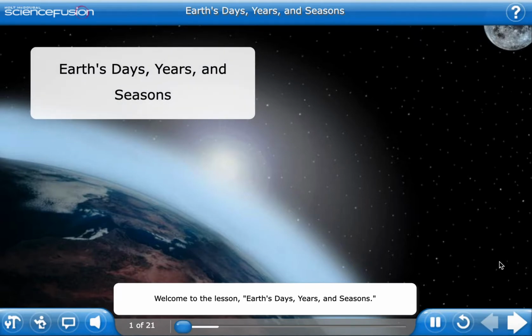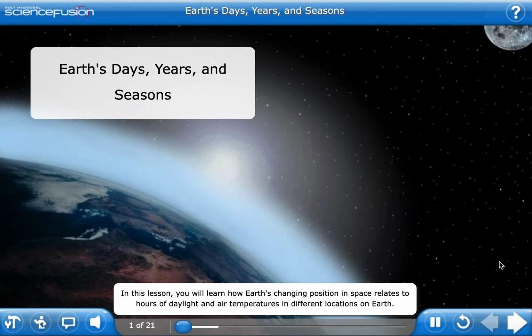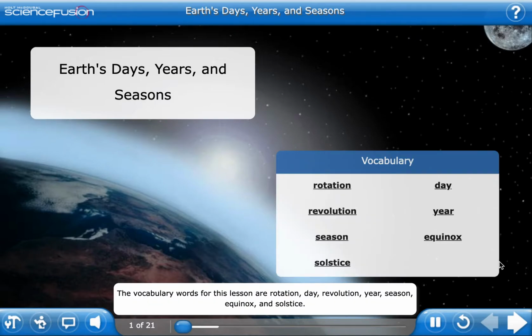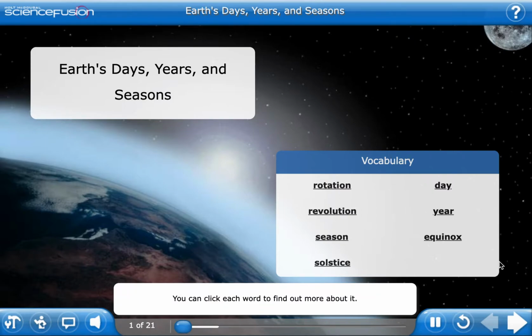Welcome to the lesson, Earth's Days, Years, and Seasons. In this lesson, you will learn how Earth's changing position in space relates to hours of daylight and air temperatures in different locations on Earth. The vocabulary words for this lesson are rotation, day, revolution, year, season, equinox, and solstice. You can click each word to find out more about it.